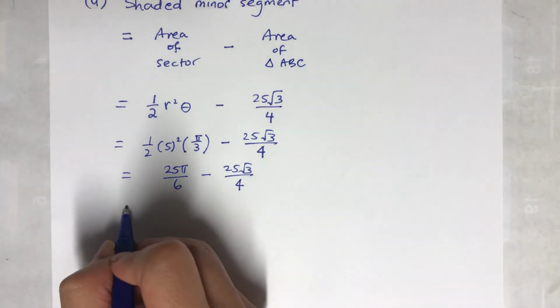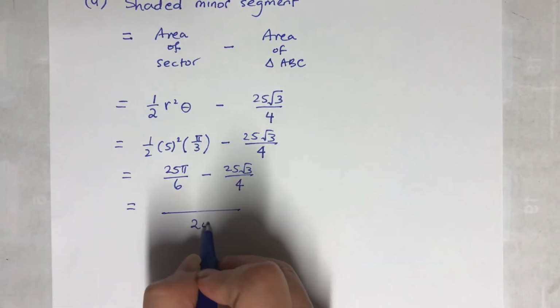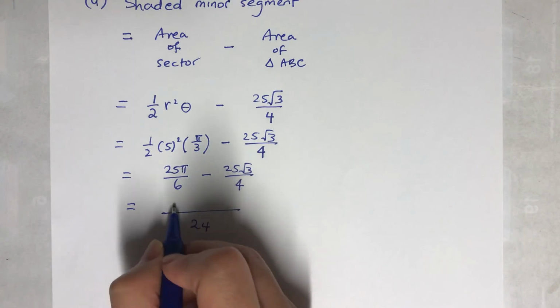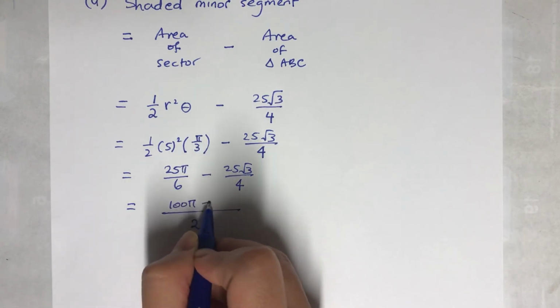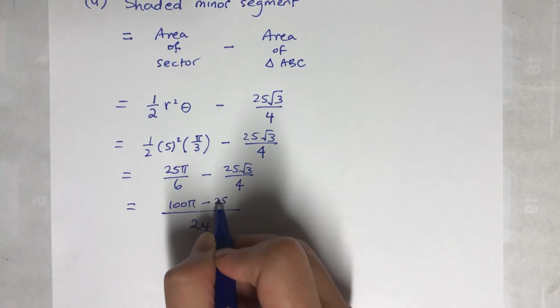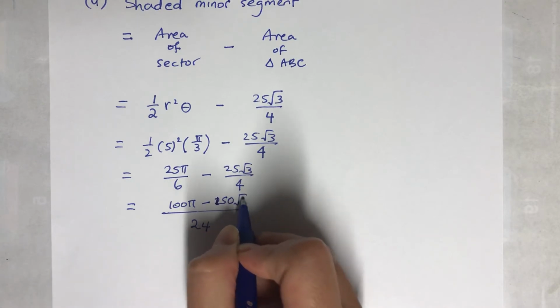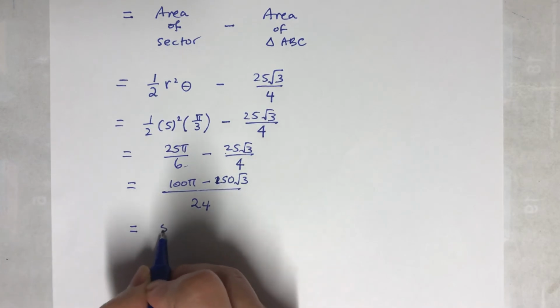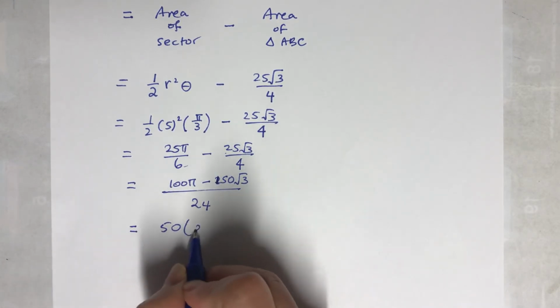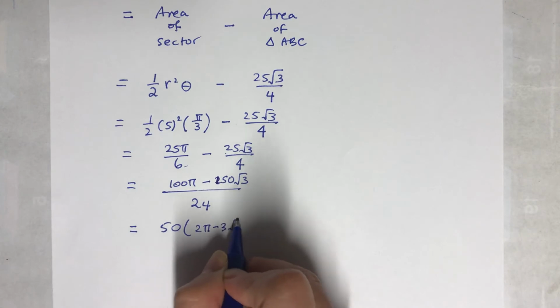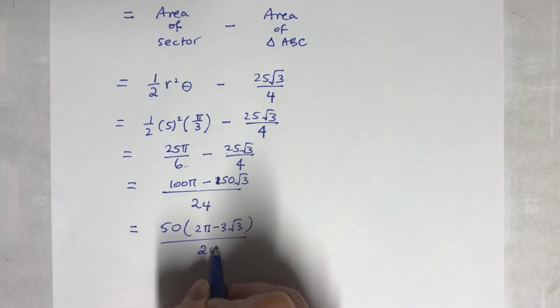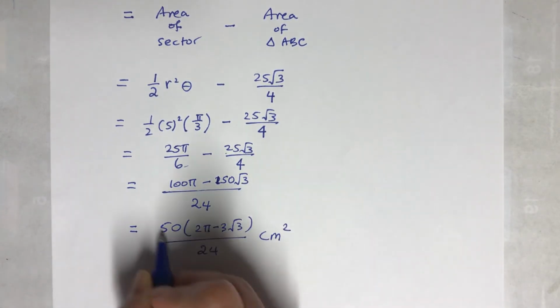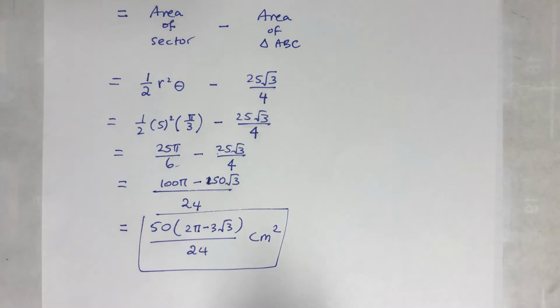So I'm going to go to 24, cross multiply, 100 pi, minus 150 root 3, because you times it. And I can see that common factor is about 50. You can leave it like that, but I just want to tidy it up a little bit. Centimeters squared. Okay, it's done.